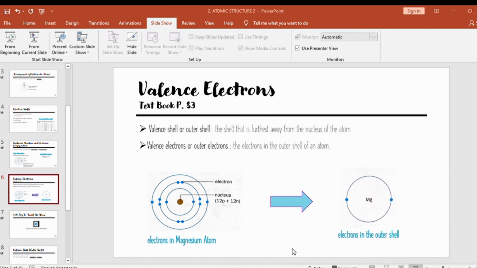Look at this. Electrons in the magnesium atom. So, the valence shell or outer shell is this, or the third shell. Inside the third shell or the outer shell, there are two electrons. So, these two electrons are the valence electrons or the outer electrons. So, if you are asked to find the number of valence electrons, it is 2.